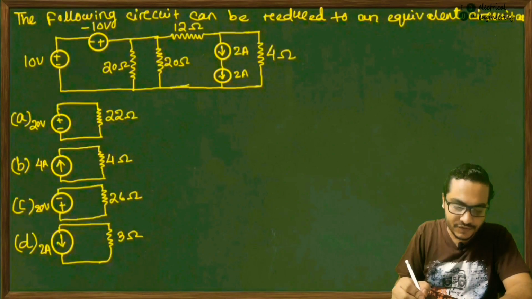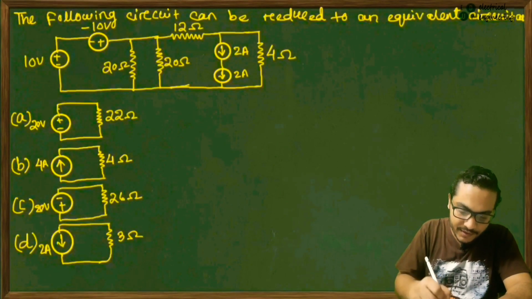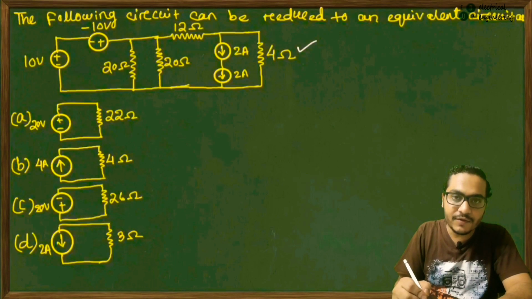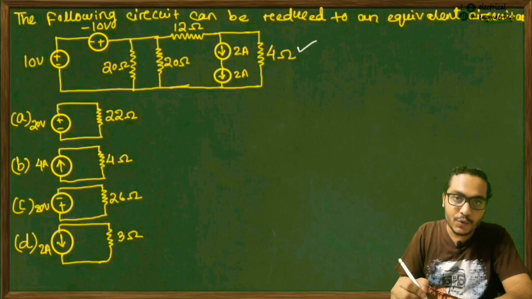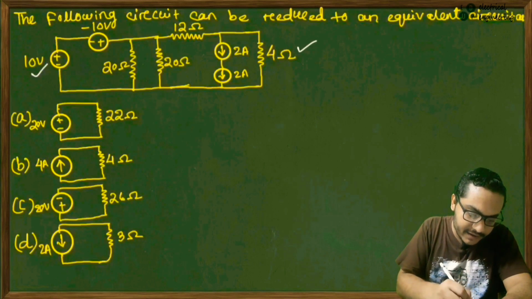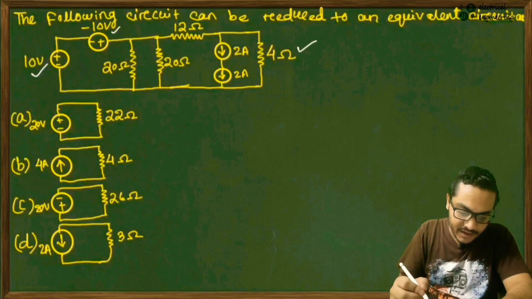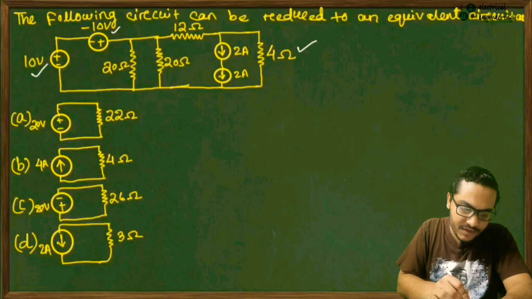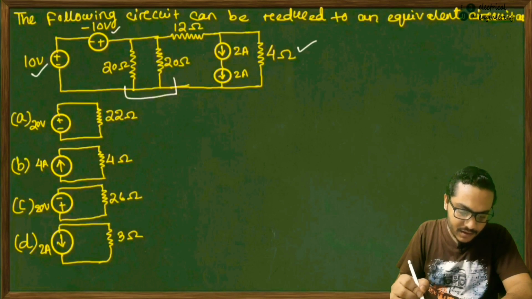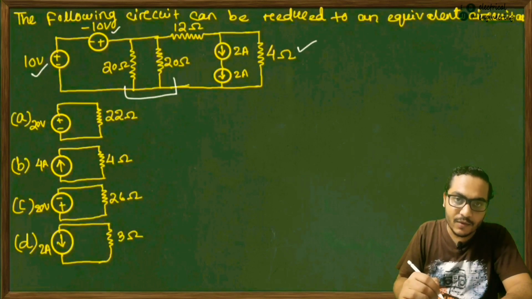This is also a very basic question, and in this question we have been given a network and we need to find which of the following options is equivalent to this network. In this network there are two voltage sources, 10 volt and minus 10 volt, connected in series, and two current sources, 2 ampere each, connected in series, and two resistances of 20 ohm each connected in parallel. Now we have to tell which option is equivalent to this network.